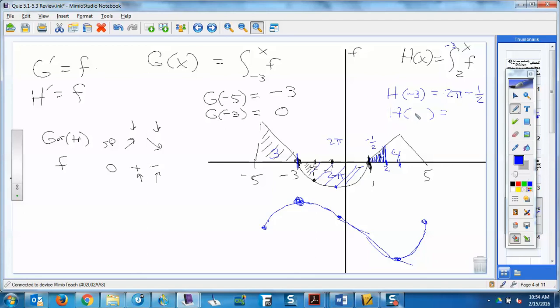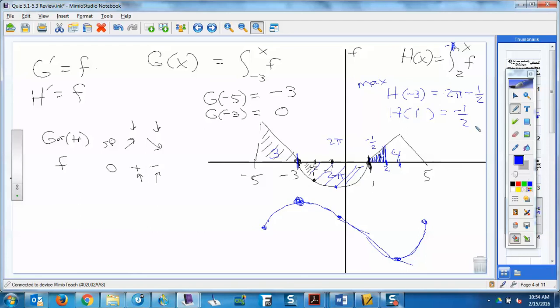Now, where's the minimum? That was the minimum. No, that was the maximum. That's the max. What's the minimum? At 1. So we need the area from 2 to 1. -1/2. And that's just this piece of area. And that's -1/2. So there's the minimum. Okay, there's the minimum. There's the maximum.